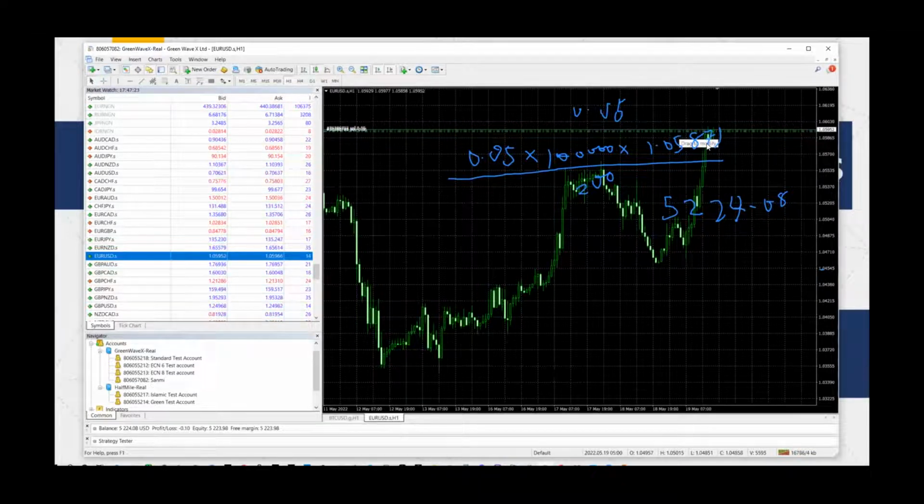But let me try to now close. You can close. How do you close a trade? Just come here. You're going to see that up and down arrow. Then right click and click close. Right click and click close. And then right click and click close. So you can see the margin is freed again.